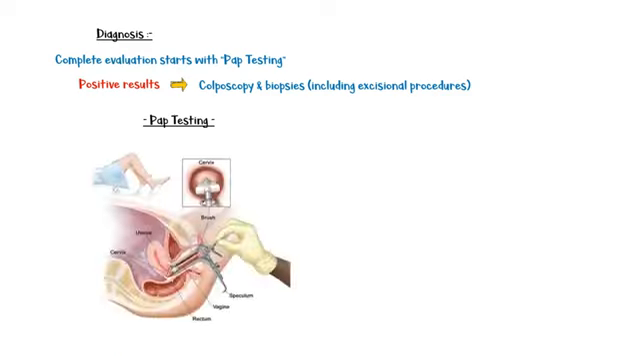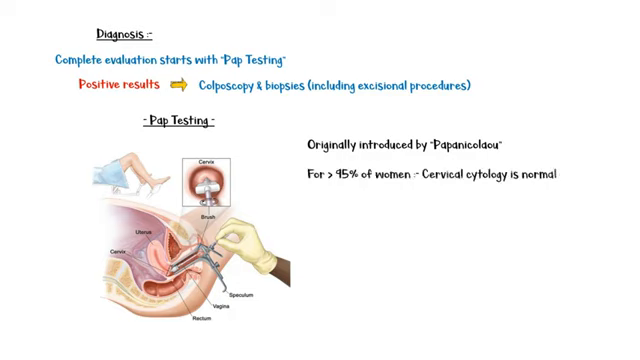Now let's discuss the diagnosis of cervical cancer. Complete evaluation starts with Pap testing. Positive results in a Pap test should prompt colposcopy and biopsies, including excisional procedures. Pap testing was originally introduced by Papanicolaou. In this test, a small brush is used to sample cells from the transformational zone, which are looked at under the microscope after several preparations. For more than 95% of women, cervical cytology is normal.